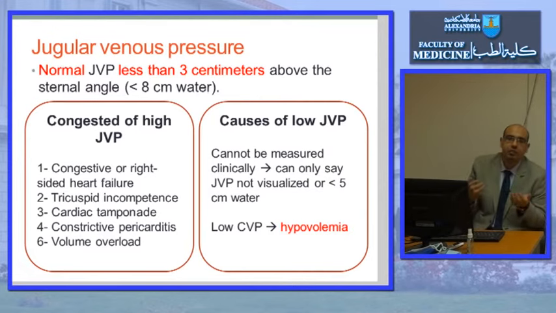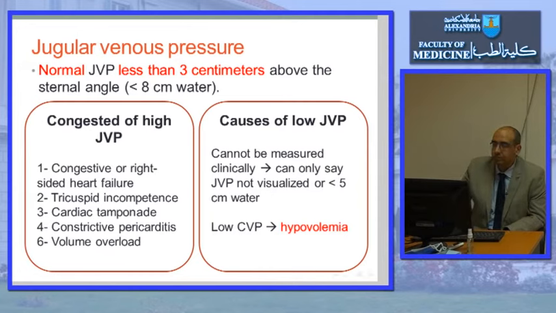In cases of volume overload, when there is more fluid inside the patient, of course, neck veins will become congested. But if I find that the venous pressure is just above the clavicle, or about 1 centimeter above the sternal angle, it means low jugular venous pressure. It is present in cases of hypovolemia. In hypovolemia, there is decreased effective blood volume inside the circulation. So of course the neck veins will be collapsed.